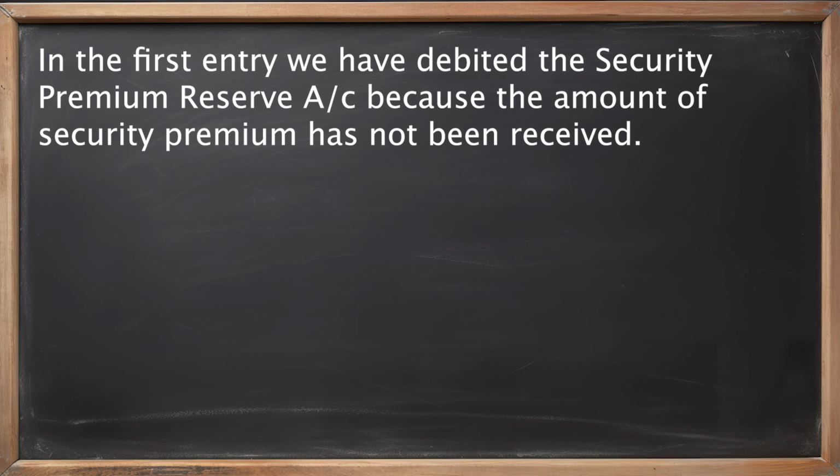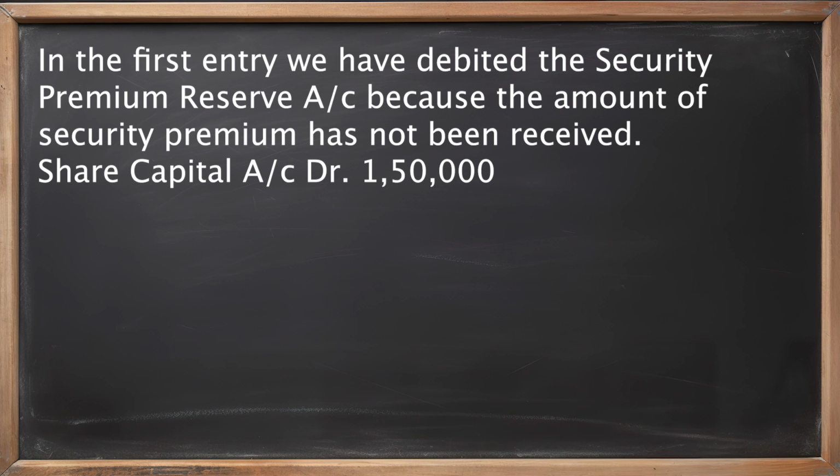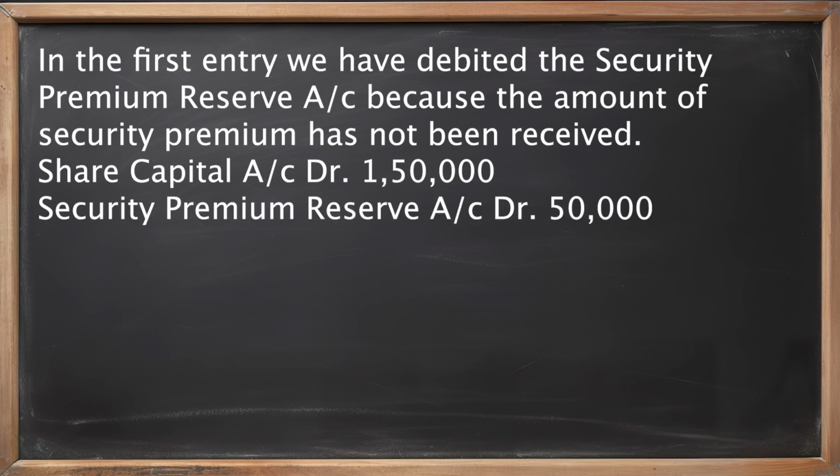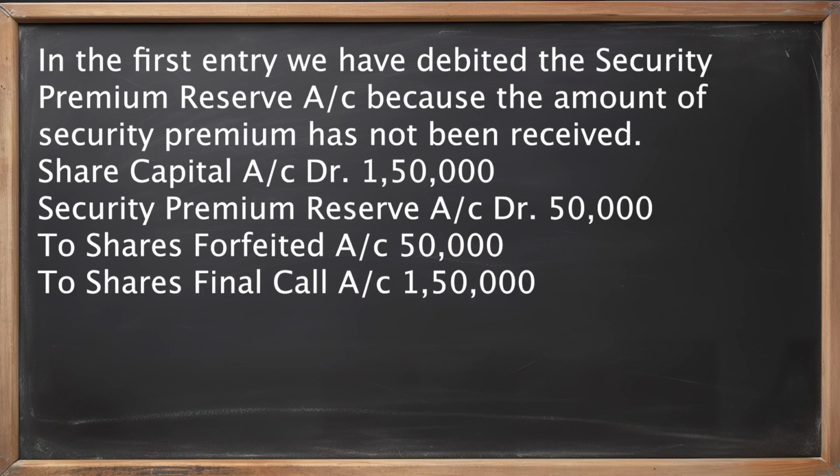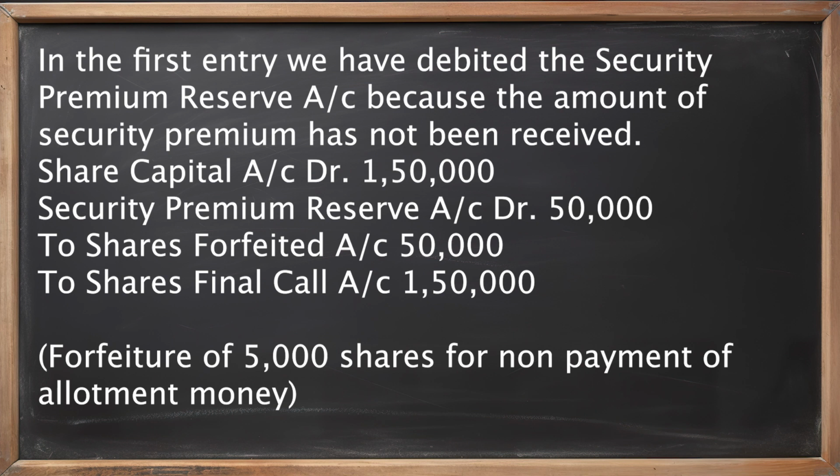In the first entry, we have debited the securities premium reserve account because the amount of securities premium has not been received. Share capital account debited rupees 1,50,000, that is 5,000 shares at the rate rupees 30. Securities premium reserve account debited rupees 50,000, that is 5,000 shares at the rate rupees 10. To share forfeiture account rupees 50,000, that is 5,000 shares at the rate rupees 10 of application amount received. To share allotment account rupees 1,50,000, that is 5,000 shares at the rate rupees 30 allotment money unpaid, being forfeiture of Rahul's 5,000 shares for non-payment of allotment money.